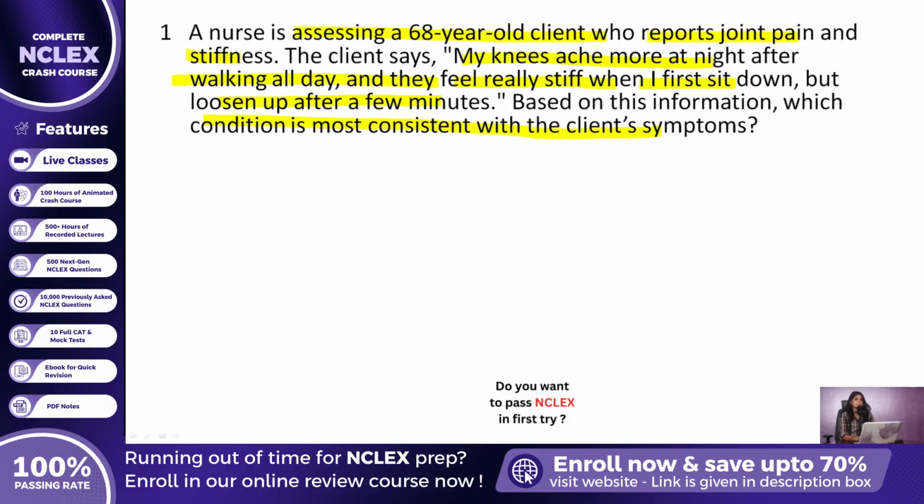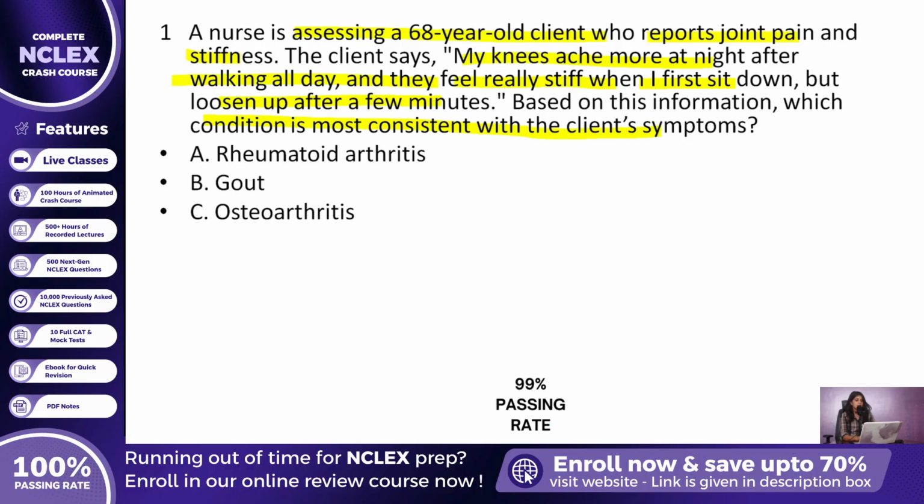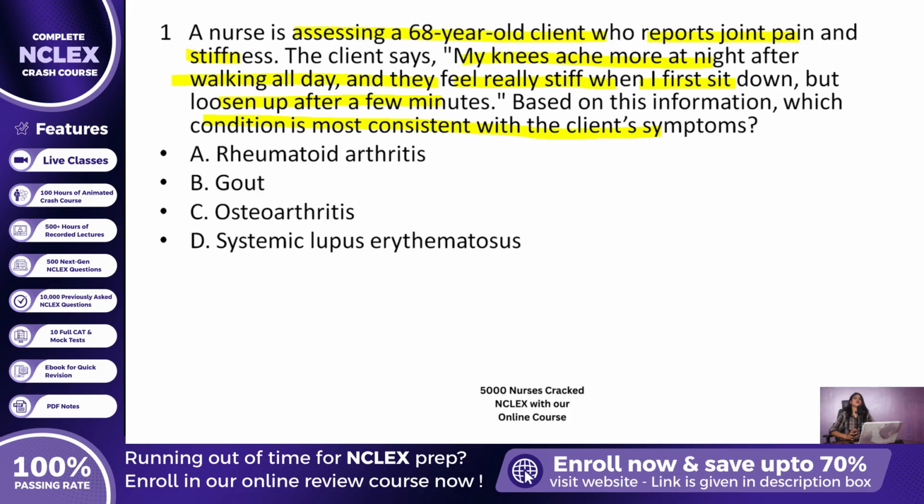Here are your option choices. A. Rheumatoid arthritis. B. Gout. C. Osteoarthritis. D. Systemic lupus erythematosus. The correct answer is C. Osteoarthritis. Let's see the rationale.